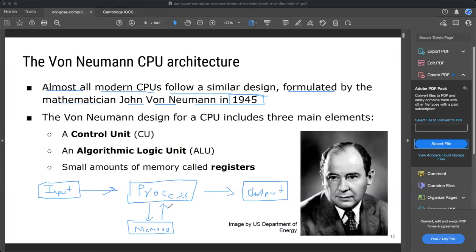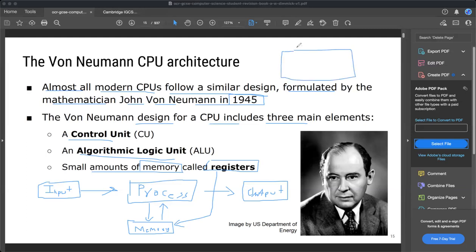Okay. So the von Neumann design for a CPU includes 3 main elements. First, a control unit. Second, an ALU. And third, a small amount of memory called registers. So this is called the memory, right here. So he gives the idea of registers, right? So a CPU of von Neumann looks like this.